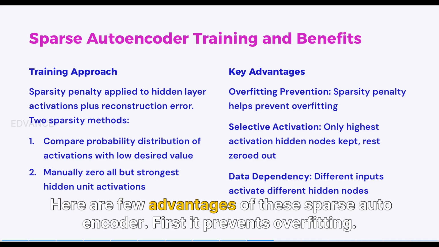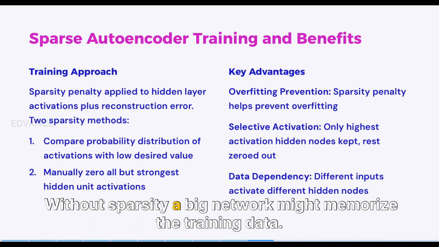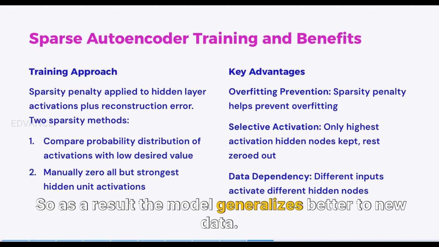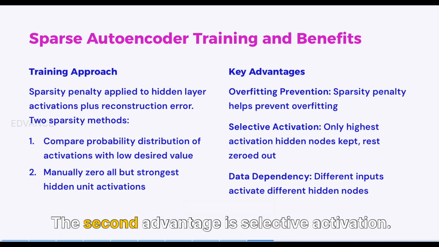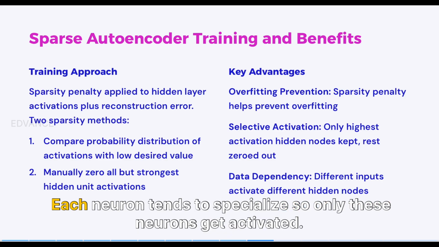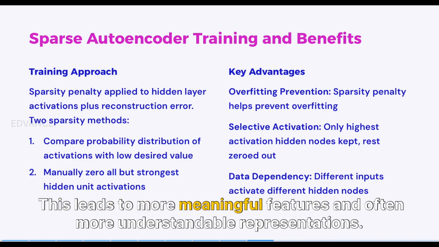Here are a few advantages of the sparse autoencoder. First, it prevents overfitting. Without sparsity, a big network might memorize the training data. So, sparsity acts like a rule: don't light up everywhere, be selective. As a result, the model generalizes better to new data. The second advantage is selective activation. Only the most relevant hidden neurons fire for an input. Each neuron tends to specialize, so only these neurons get activated. This leads to more meaningful features and often more understandable representations.